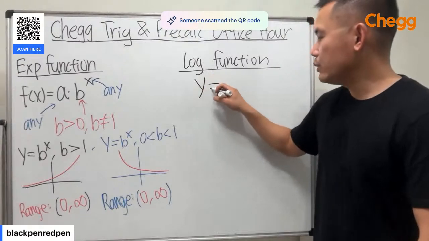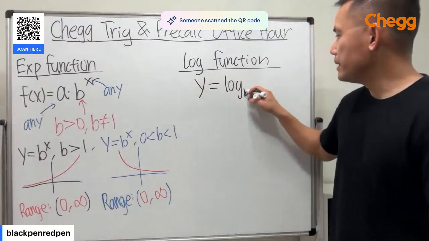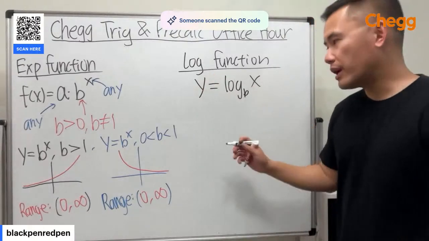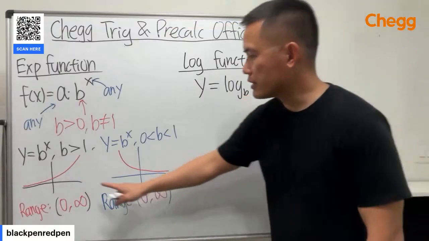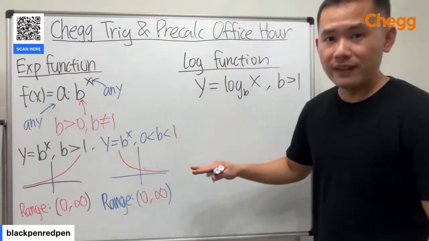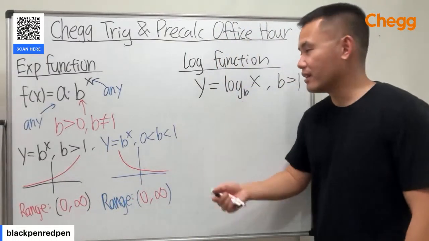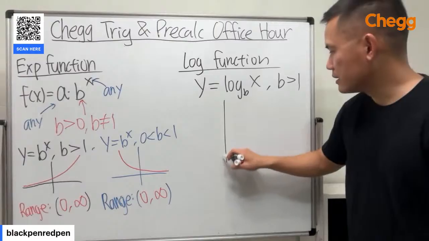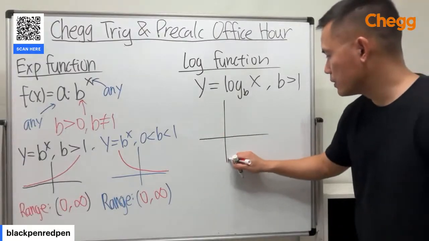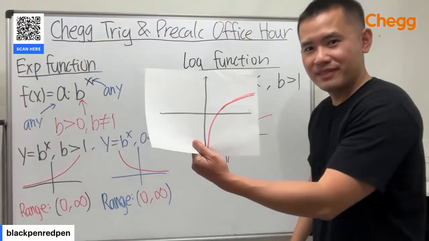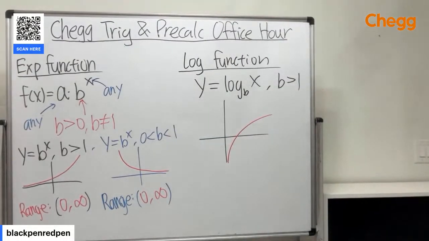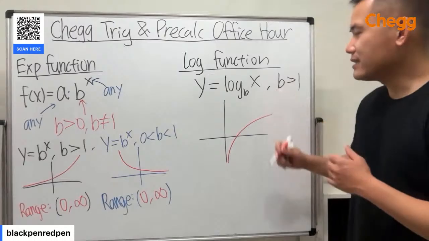If we have y is equal to log base b of x, and right here, let's just say base b is greater than 1. I'm just taking this right here and doing the reflection, and I get a log function. The graph looks like this. Okay, so that's a log function.